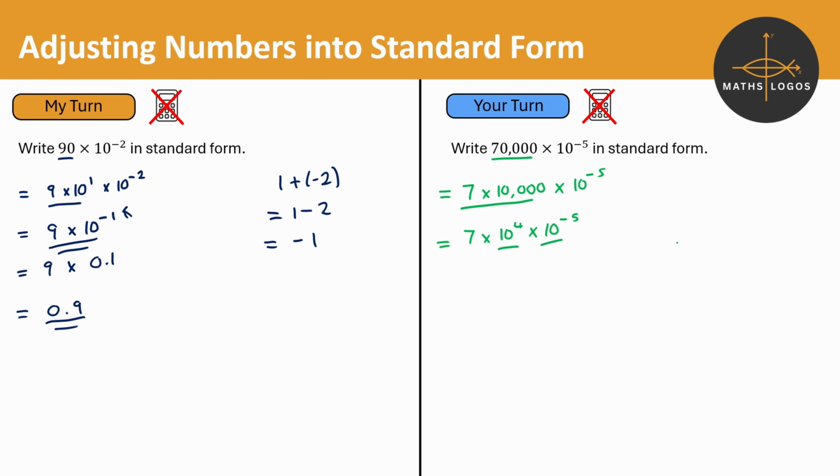Collect your powers of 10 together by adding the indices. 4 add negative 5 gives you an answer of negative 1. So this comes out as 7 multiplied by 10 to the power of negative 1. Which, like we've seen before, would be equal to 0.7.